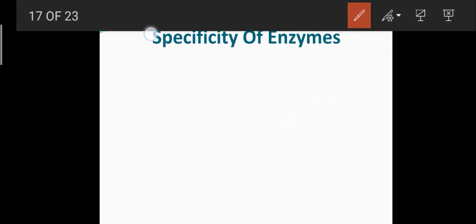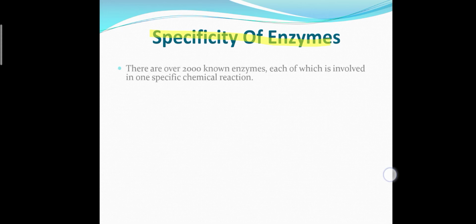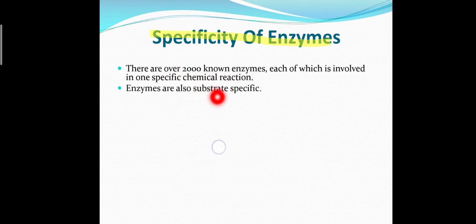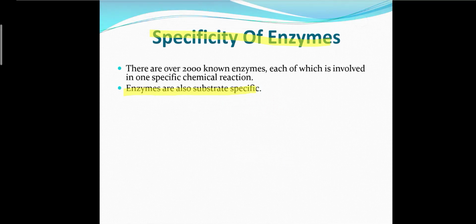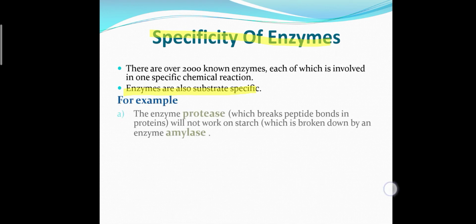What is specificity of enzymes? There are over 2000 known enzymes, each of which is involved in one specific chemical reaction. Enzymes are also substrate specific. So a specific type of substrate will attach to a specific enzyme. For example, the enzyme protease, which breaks peptide bonds in proteins, will not work on starch, which is broken down by an enzyme amylase.